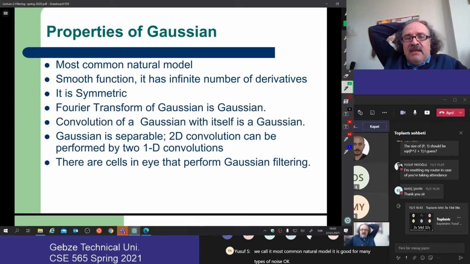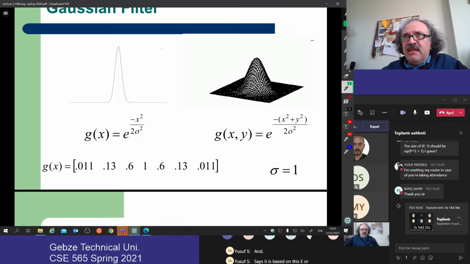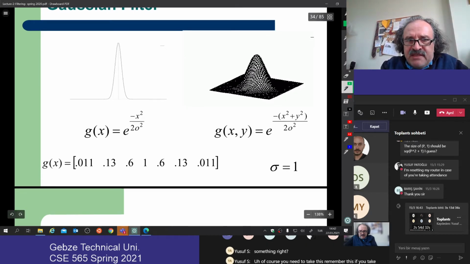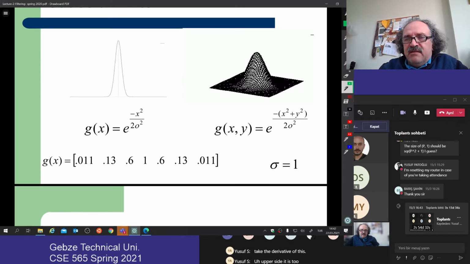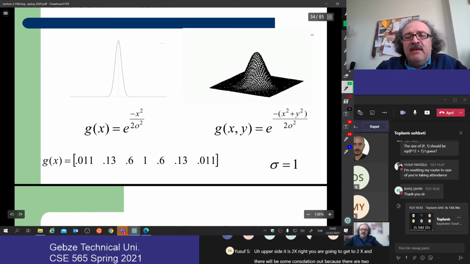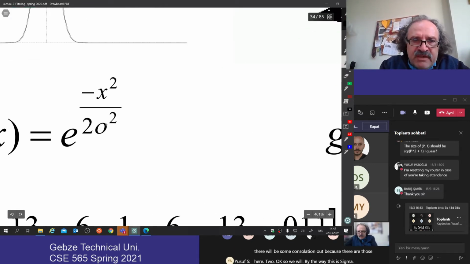Okay, and since it is based on this e, taking the derivative of it is very easy, because e to the power of something stays e to the power of something, right? Of course, you need to take this. Remember, if you take the derivative of this upper side, it is 2x, right? You are going to get the 2x, and there will be some cancellation because there are 2's here too. By the way, this is sigma. I don't know why it doesn't show it, but this is sigma squared.